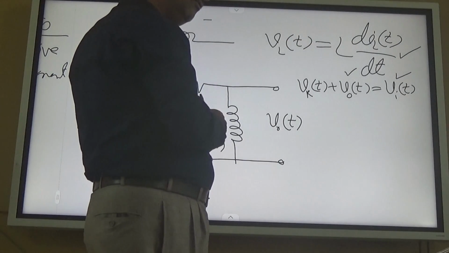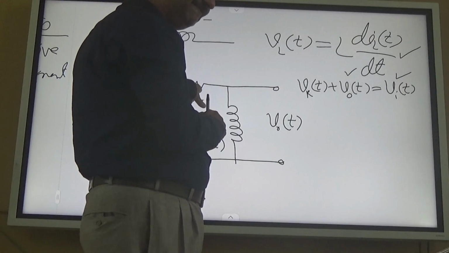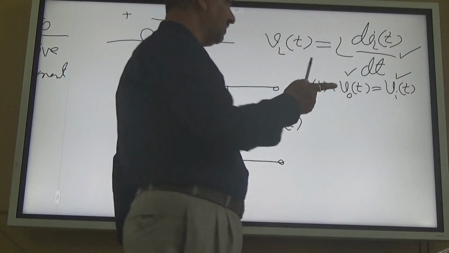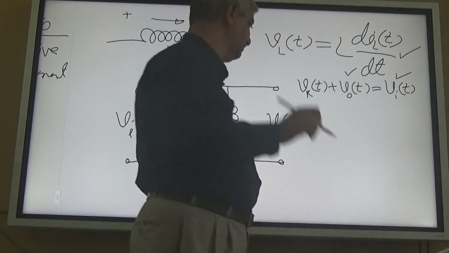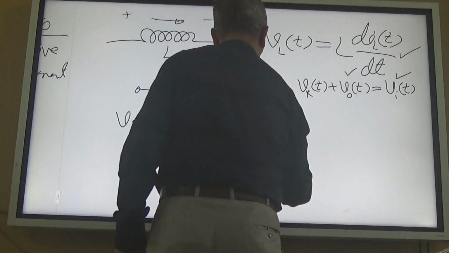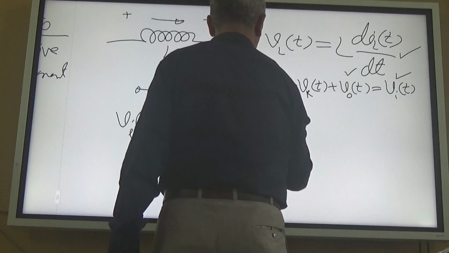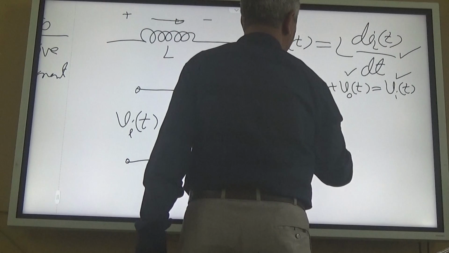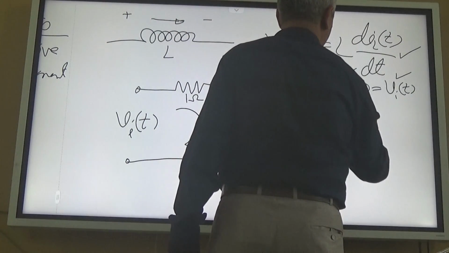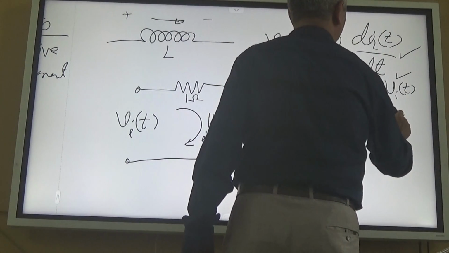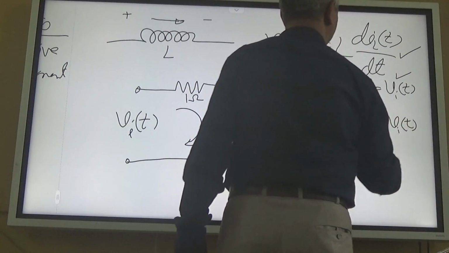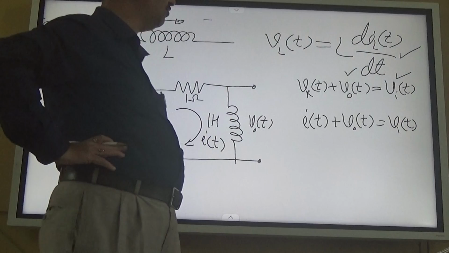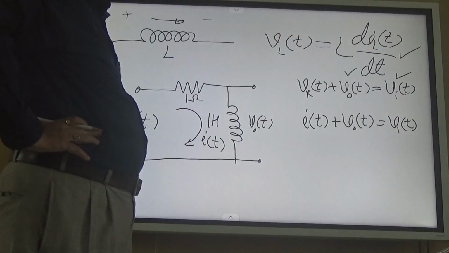VR(t) is R into i(t). Is it right? R is 1. So is it right? i(t) plus Vo(t) is equal to Vin(t). Is it right? Somebody will say, no, there is one problem.